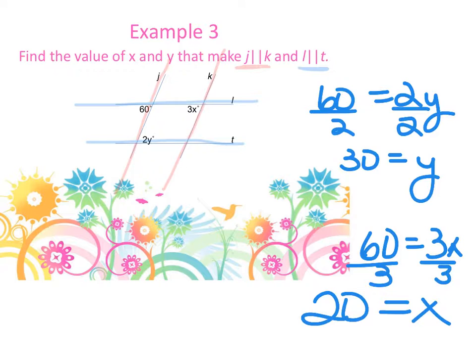So yes, this answer would just be the corresponding angles postulate, not the converse. For the 60 and the 3x, yes, we're using the corresponding angles, and the other one would have been the alternate angles theorem. Alternate angles here, but not the converse. Okay. Yes, because they already told us they were parallel.